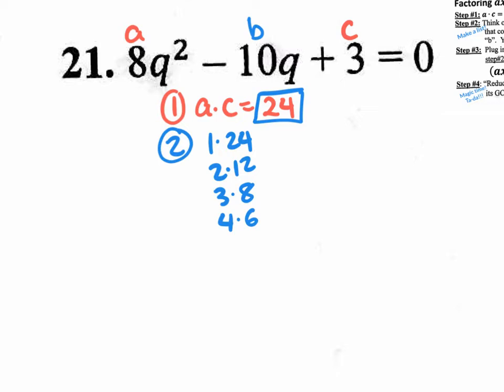So 4 and 6 are the right numbers, but they have the wrong signs. Why do I say that? Because if I add 4 and 6, I get 10, and we want a negative 10, not a positive 10. So I have the right numbers, just the wrong signs. So let's actually switch that to a negative 4 and a negative 6. So this is the correct pair of numbers that we want, not positive 4 and 6.